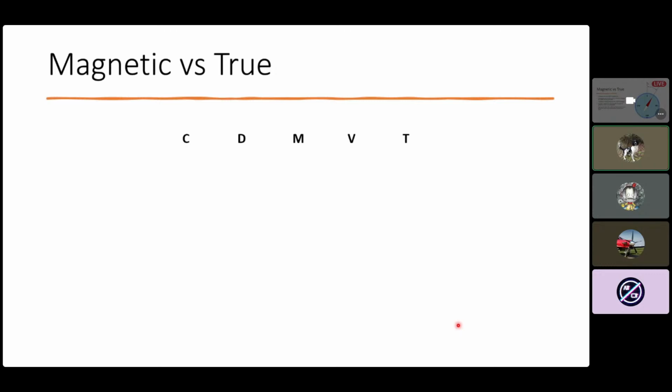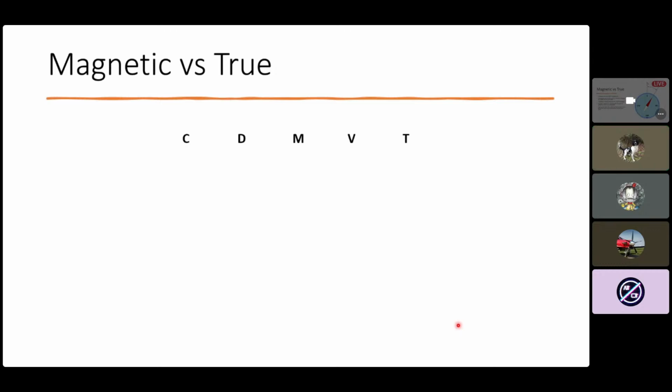Now, there's a reason I do it this way around, CDMVT, and as it was explained to me. So the first thing, what do these mean? Compass, deviation, magnetic heading, variation, and true. Okay, so it's just a table so you can write out these different things.